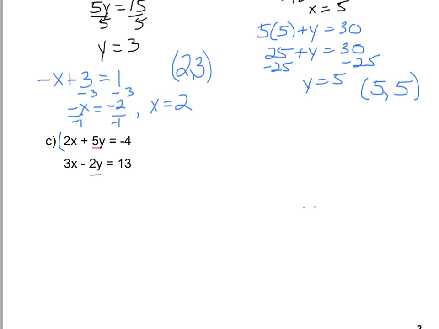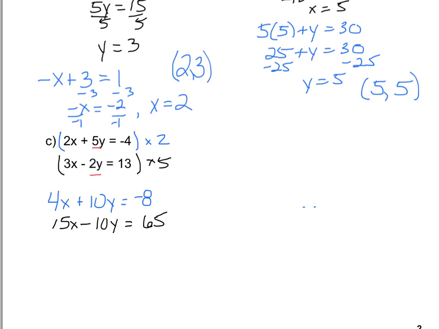So I'm going to multiply this equation by 2. I'll do that first. So that equation becomes 2 times 2 gives me 4x plus 10y equals negative 8. And then the bottom equation, I'm going to multiply that by 5. So that equation becomes 15x. Sorry, that should be minus, oops, let's erase that. 15x minus 10y equals 65.